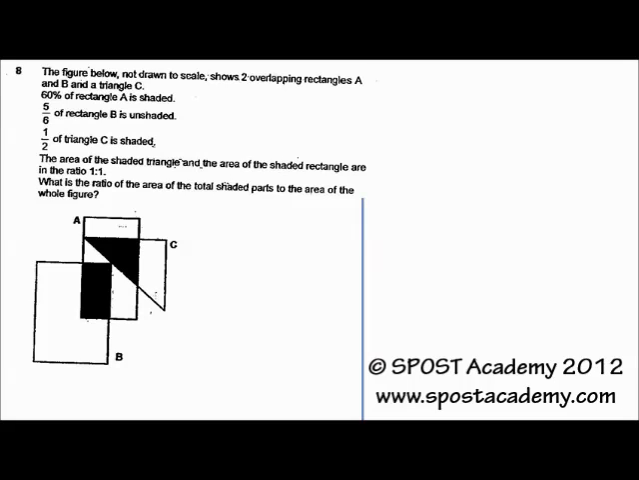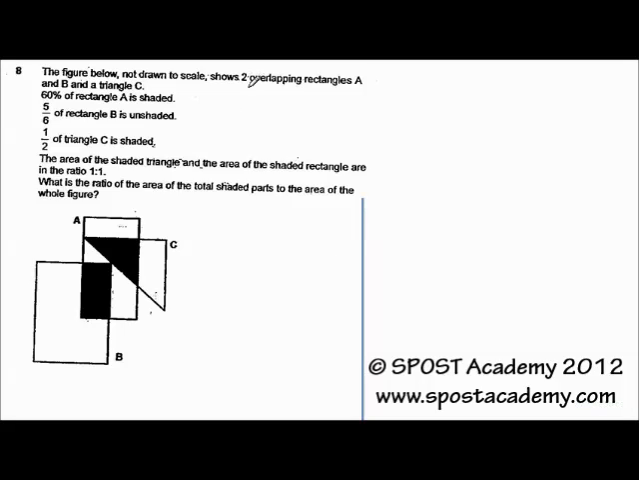The figure below, not drawn to scale, shows two overlapping rectangles A and B and a triangle C. 60% of rectangle A is shaded. 5/6 of rectangle B is unshaded. Half of triangle C is shaded. The area of the shaded triangle and the area of the shaded rectangle are in the ratio 1:1. What is the ratio of the area of the total shaded parts to the area of the whole figure?